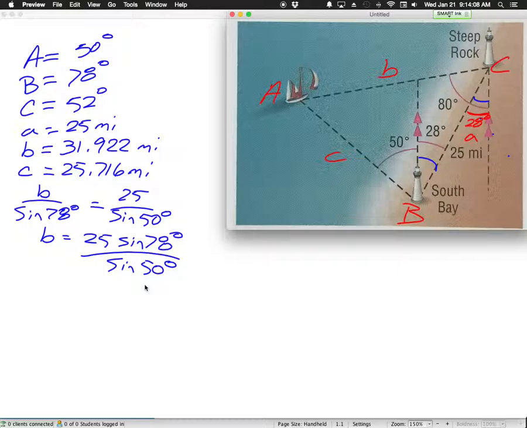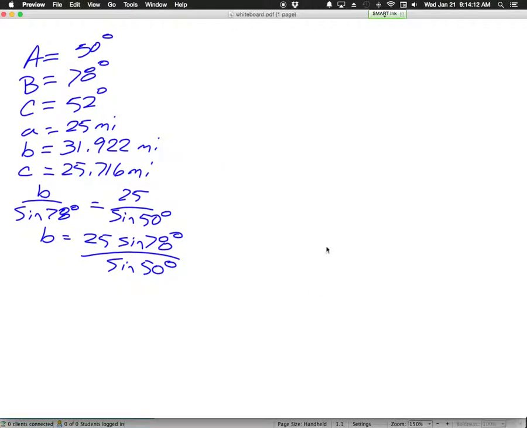Alright, on page 298, we're going to do 1 through 6 all, and then number 56. So 1 through 6 all, and number 56.